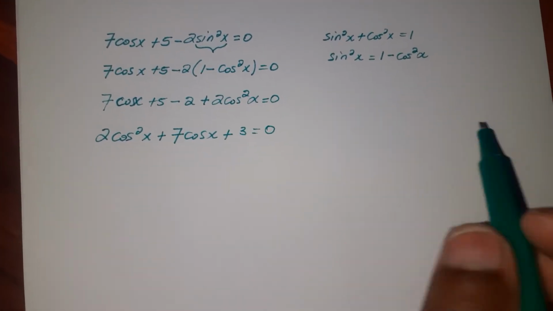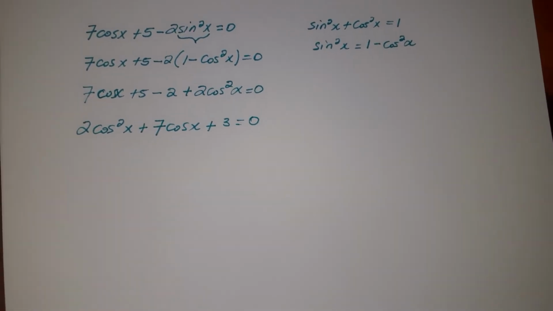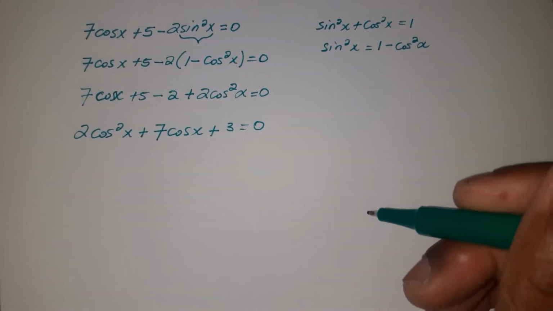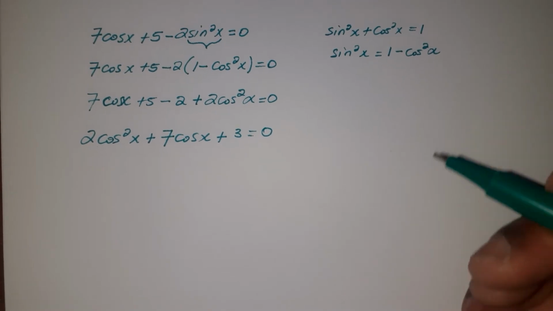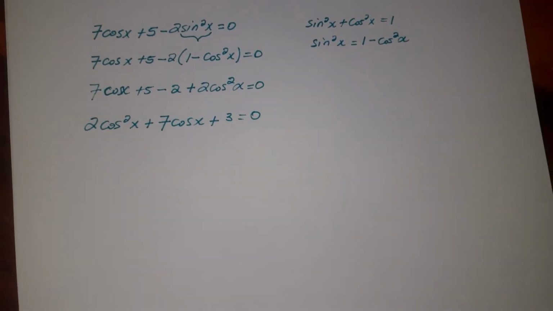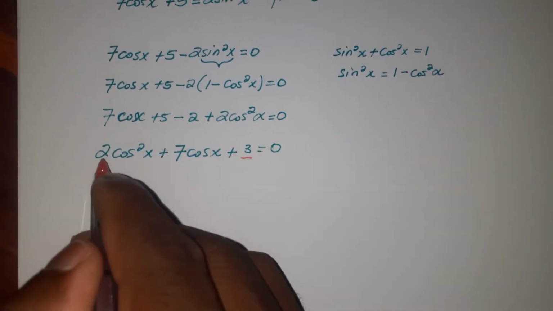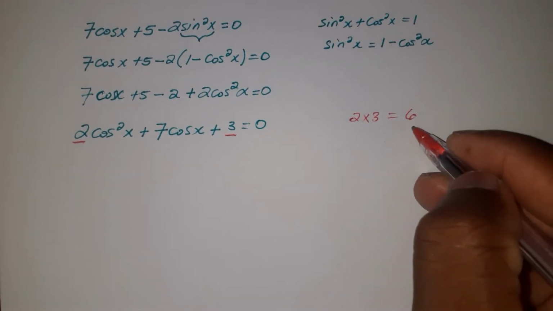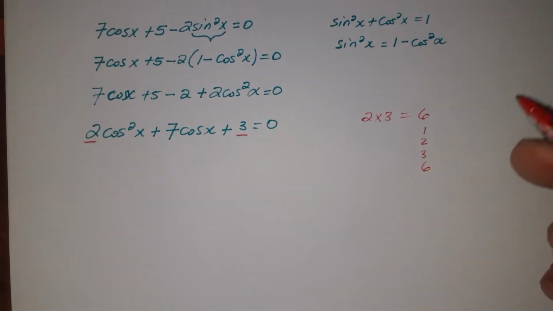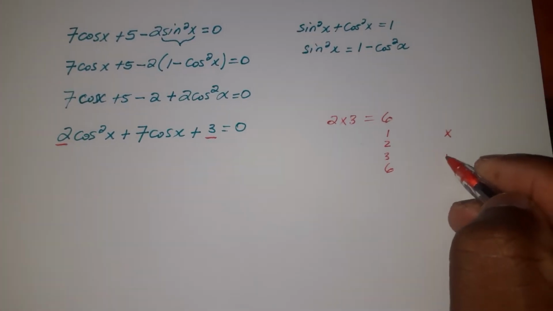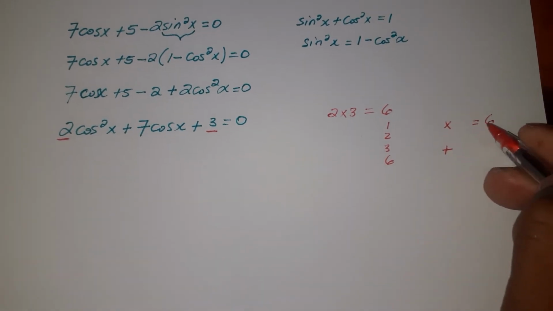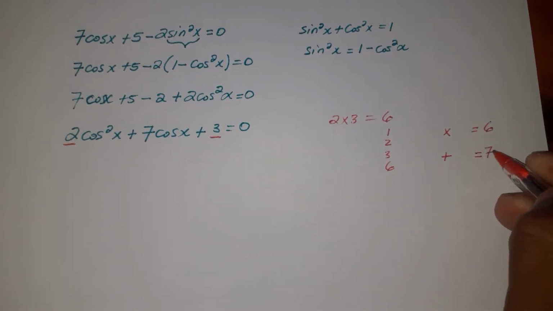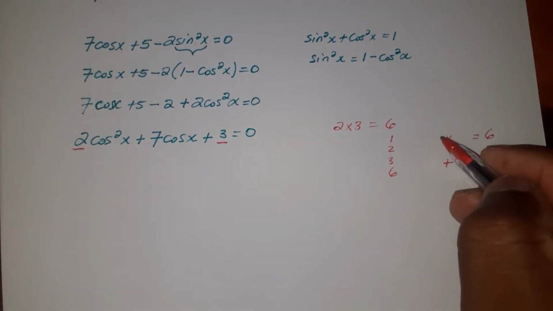Alright, now this is a quadratic equation, therefore we can now solve by factorization. Now what we can do here is that we take this number here and that number, 2 times positive 3, we are getting positive 6, and then we list the factors of that number, and then we have to choose 2 factors that we can multiply. When we multiply those ones, we should get positive 6. But when we add those 2 factors, we should get positive 7. So those 2 numbers are 1 and 6.